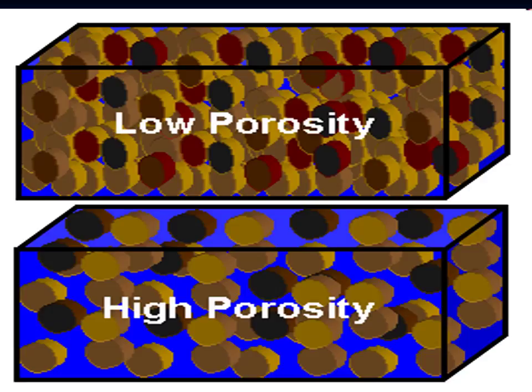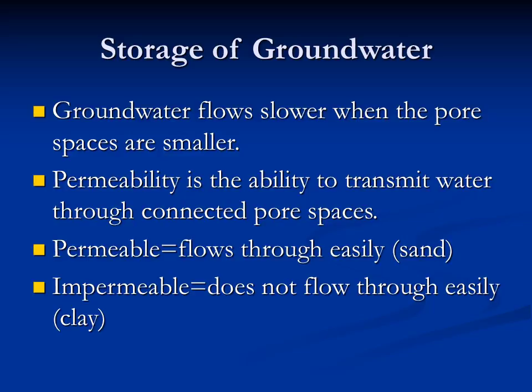High porosity means there's space between the sediments, a lot more air for the water to move through. Low porosity means the sediments are tightly packed together and there's not a lot of extra space to store water. So groundwater flows slower when the pore spaces are smaller. So when there's low porosity, the groundwater flows slower because there's not a lot of space. Permeability is the ability to transmit water through those connected pore spaces.